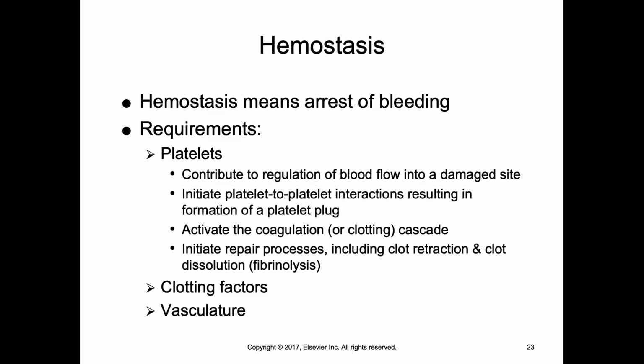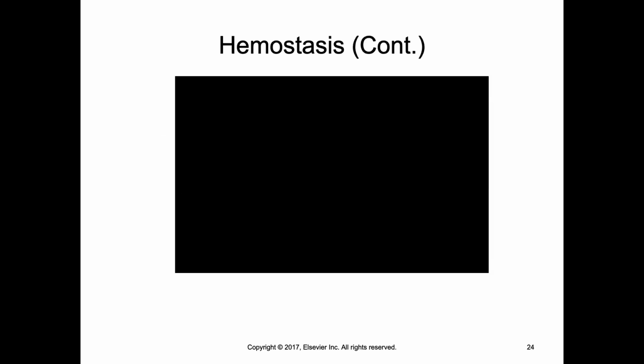The vasculature will constrict to reduce flow, and that promotes the clotting cascade, as well as the platelets being trapped on damaged tissue and releasing factors that attract more platelets. And that's another example of a positive feedback loop. So let's take a look at hemostasis.